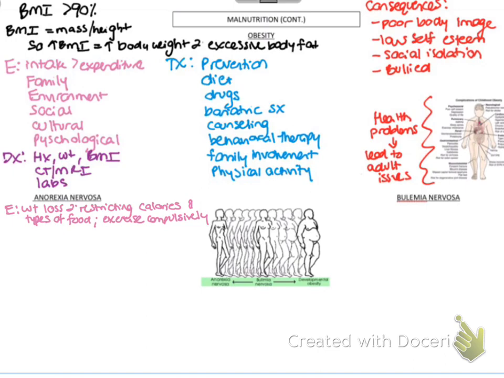What does it say after secondary? Weight loss secondary to restricting calories and types of food. And then exercise compulsively. One of the big things, how we diagnose this, is they're totally in denial. So there are clinical manifestations. I like how every time I give this lecture, somebody looks at somebody else in the class and smiles like, huh?